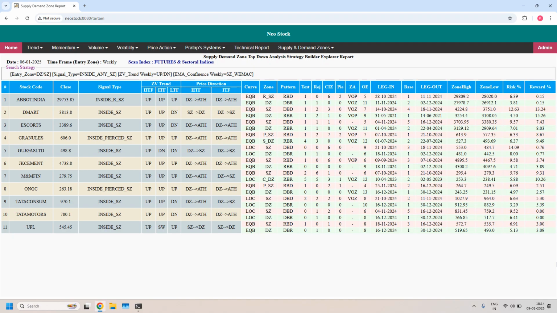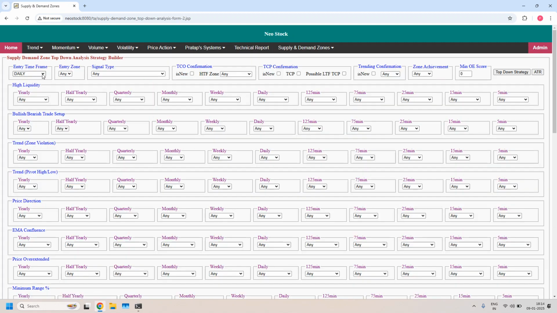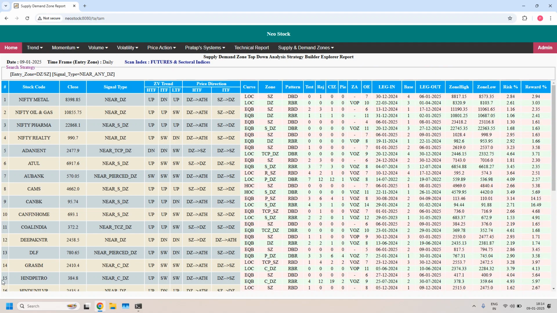Okay, this is about weekly time frame. Next time frame is a daily. Entry time frame daily. Let us find the stocks near daily demand zone. Total 31 stocks are filtered. My God, we got a very big list. Let us identify high liquidity zones from this list. NIFTY Pharma indices we don't use.